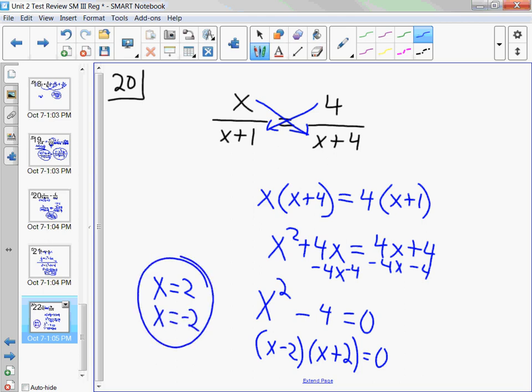And neither one of those make the denominator 0. 2 plus 1 is 3. Negative 2 plus 1 is negative 1. 2 plus 4 is 6. And negative 2 plus 4 is 2. So those are both viable solutions, no extraneous solutions.